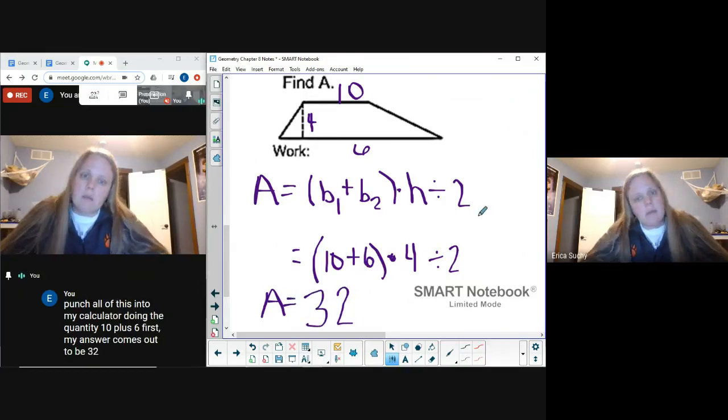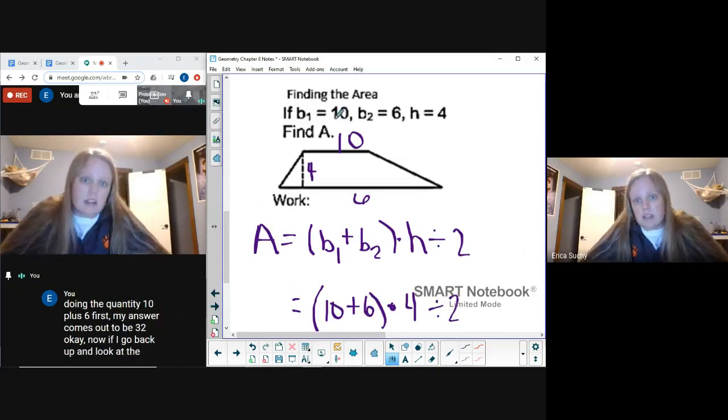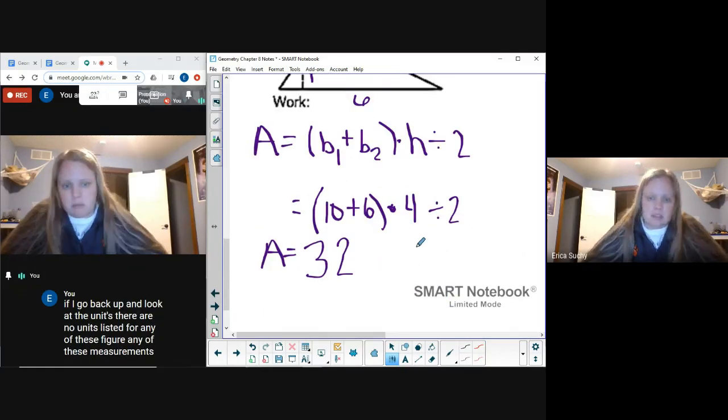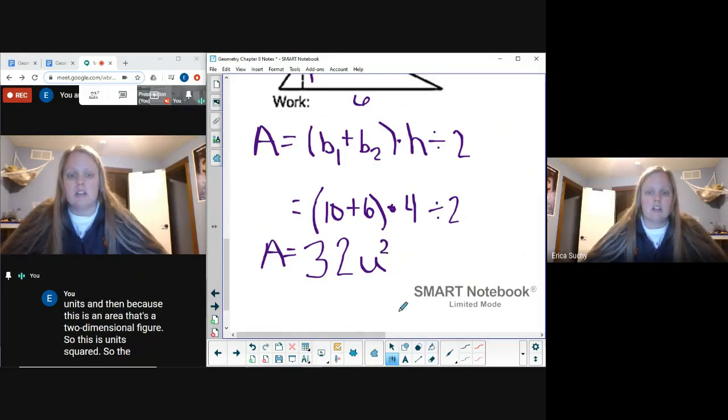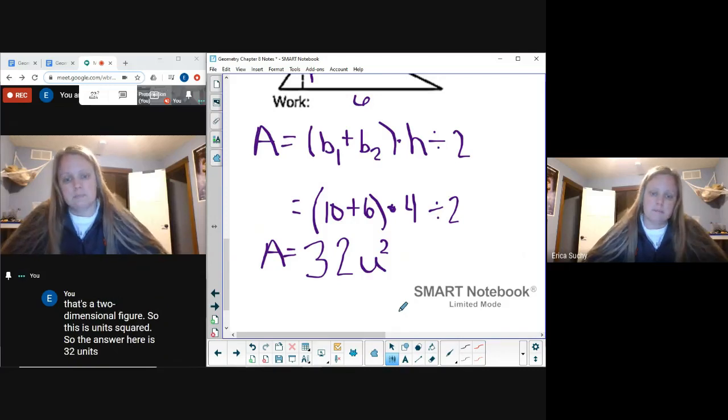Okay, now if I go back up and look at the units, there are no units listed for any of these measurements. So I can't put centimeters or anything. So I'm going to use the generic symbol U for units. And then because this is area, that's a two-dimensional figure, so this is units squared. So the answer here is 32 units squared.